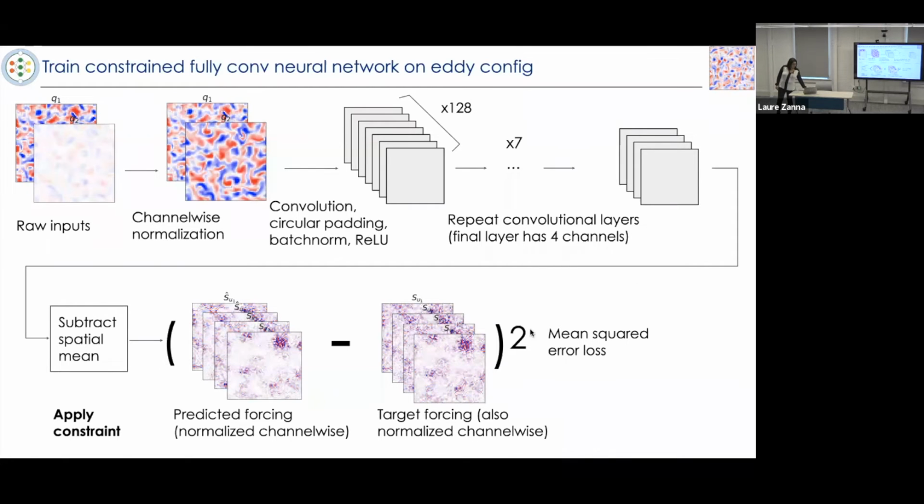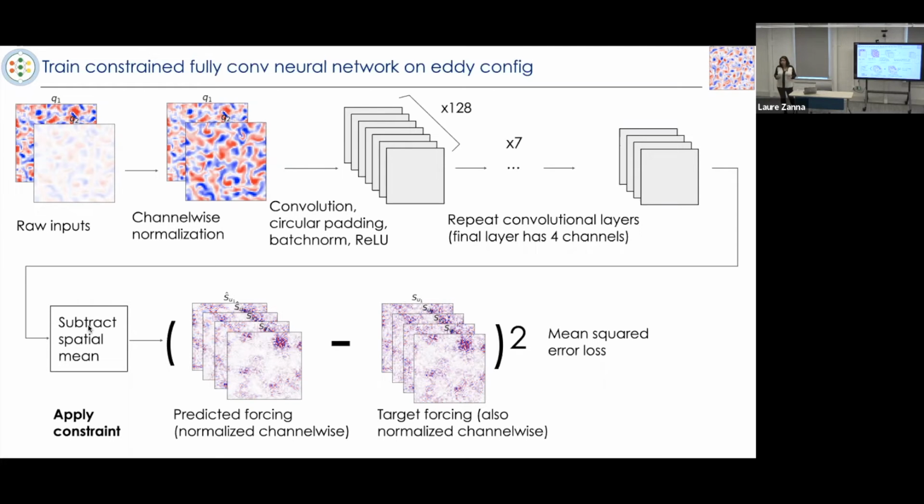Then the output is going to be our missing forcing, right? What we're trying to learn. And so we're going to minimize some kind of loss function to try to find the best representation of that missing forcing with a convolutional neural network. You can build in physical constraints to make sure that everything is conservative.